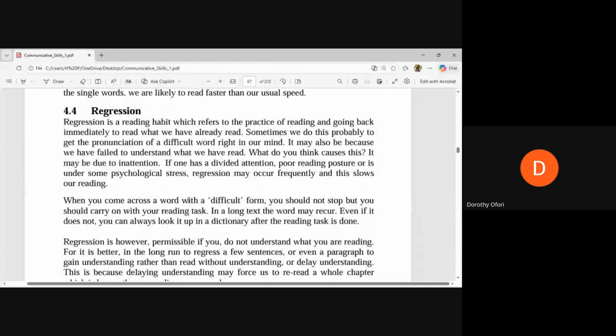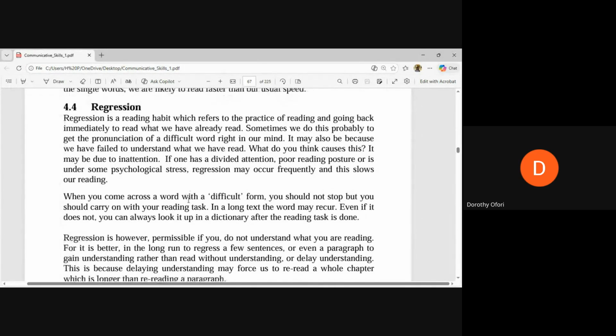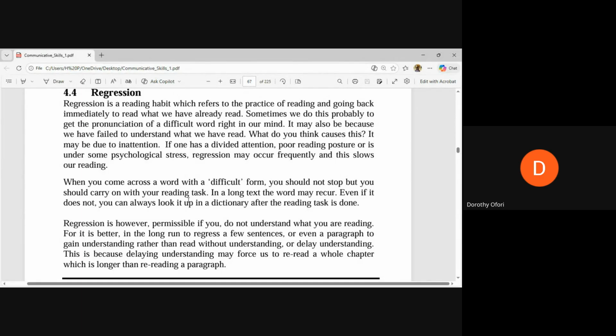You are reading, but you go back to something that you have already pronounced. Sometimes it's because we do not pronounce certain words correctly and we want to reread them. But when you reread something you just read, it is a reading fault called regression. Sometimes it is okay, because there are some words you do not understand or did not pronounce well, so you may go back.